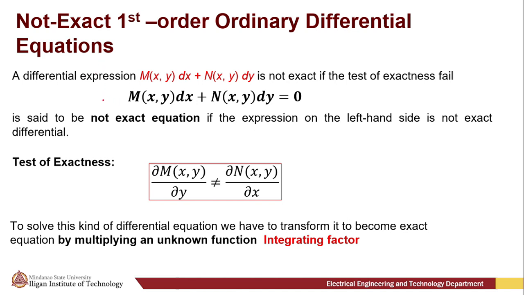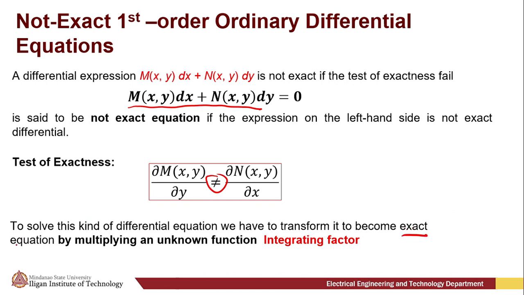We are given the differential form of our differential equation, M(x,y) dx plus N(x,y) dy equals 0. It is said to be a not exact equation if the expression on the left hand side is not an exact differential. So we try the test of exactness and it does not satisfy it. How are we going to solve this kind of differential equation? We have to transform it to become an exact equation.